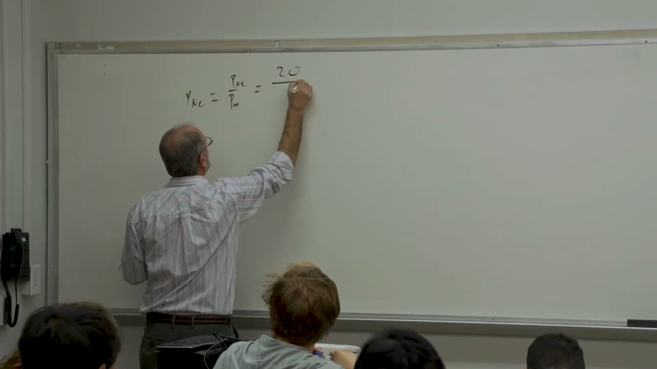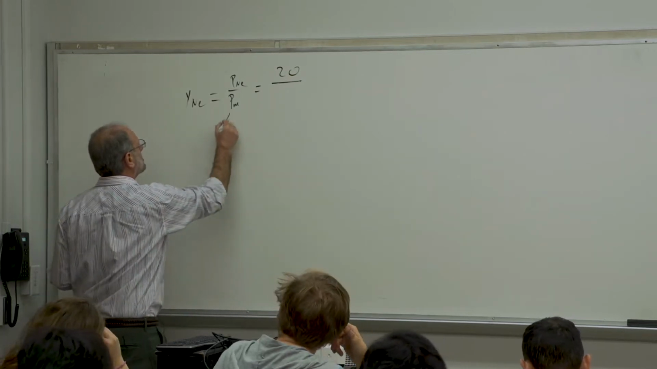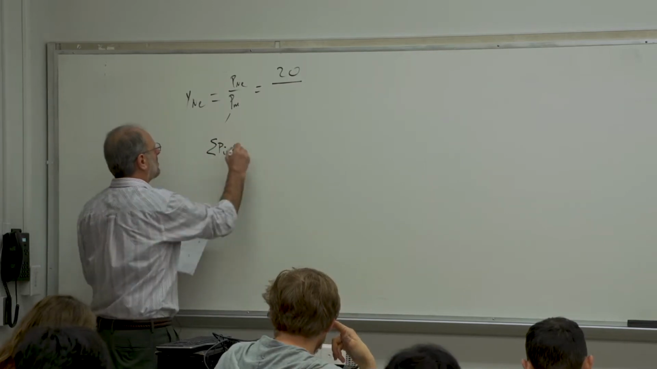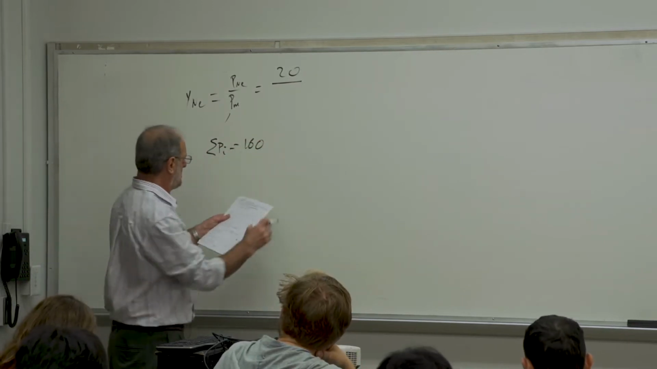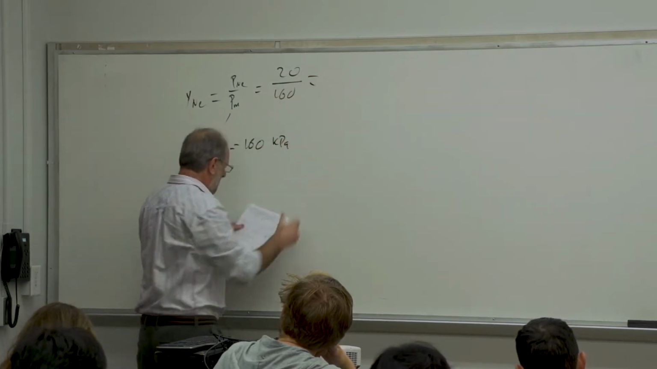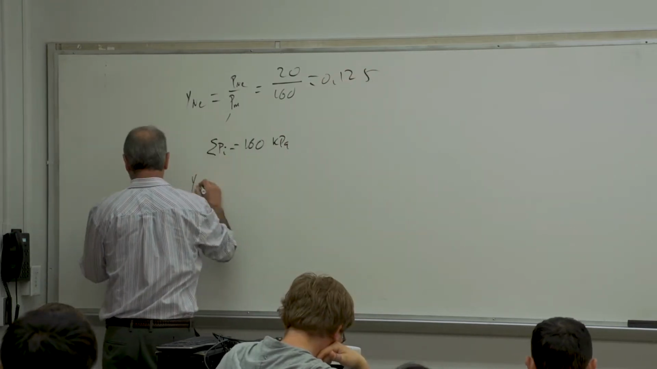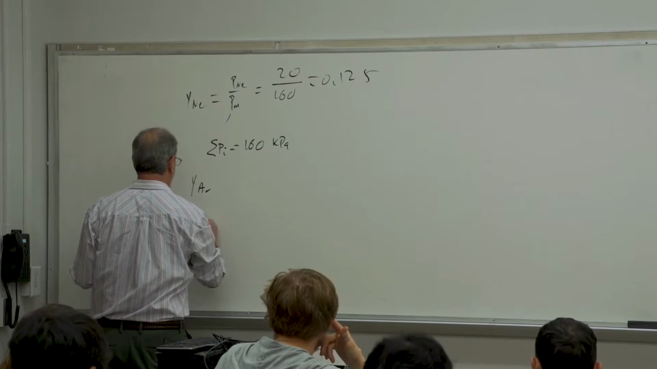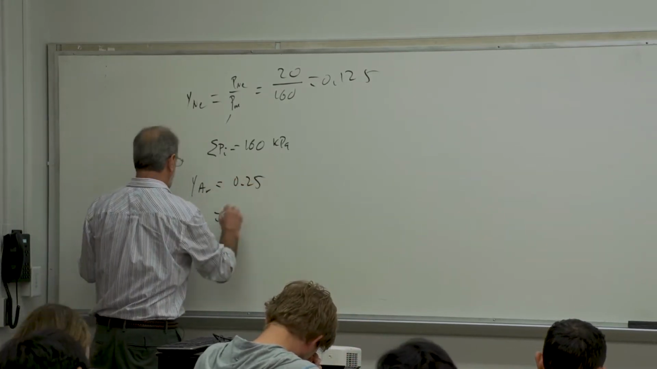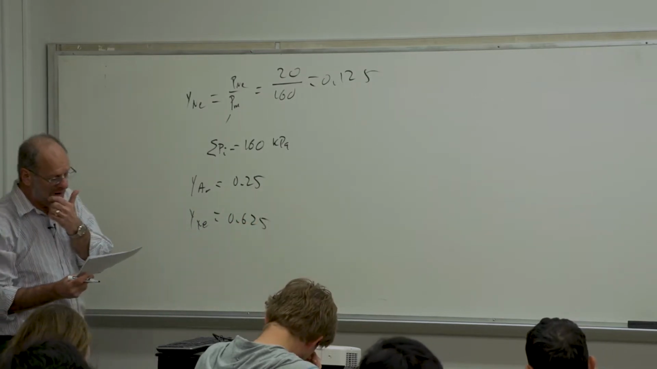So we're given 20 kilopascals. The mixture pressure is just going to be the sum of all the various partial pressures. So that's just going to be 160 kilopascals. So basically we get 0.125 for the neon, and using the same equations for the argon and the xenon, we have 0.25 and then 0.625 for your various mole fractions.